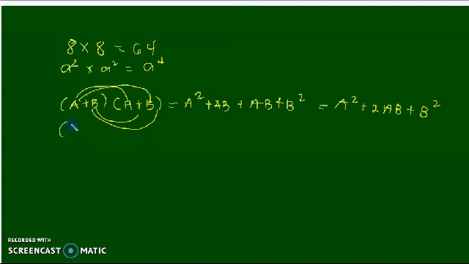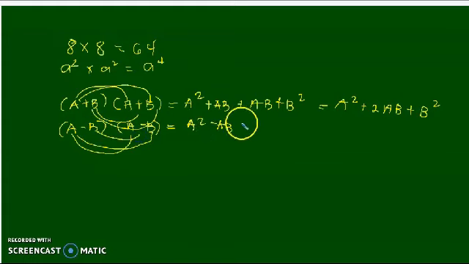Another example is a minus b times a minus b. So get the product of these two binomials by using the distributive property. A times a is a squared. A times negative b is negative ab. Negative b times a is negative ab. And negative b times negative b is positive b squared. Simplify. So a squared, then add negative ab and negative ab, that is negative 2ab, plus b squared.